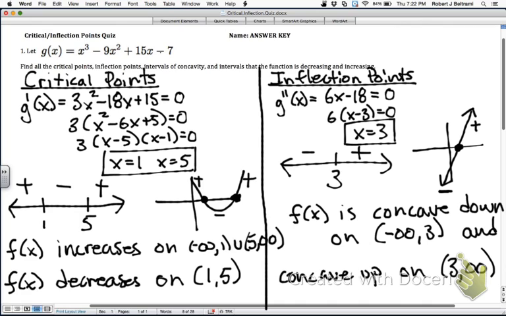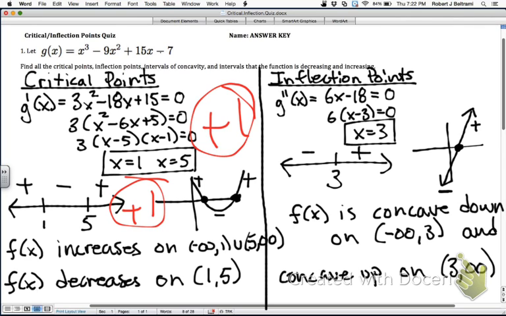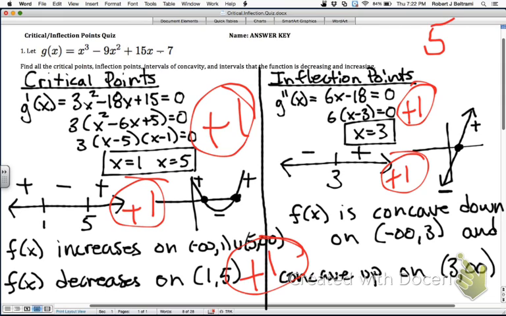If you're able to take the first derivative and tell me where the critical points are, that's +1. Doing your number line analysis, +1. Inflection points, taking the second derivative and finding the inflection points is +1. Your analysis is +1. And then writing out and identifying your answers at the end gives you +1. So this quiz is out of 5 points. On our 5-point grading scale, a 5 corresponds to an A, 4 is a B, 3 is a C, 1 and 2 are not passing.